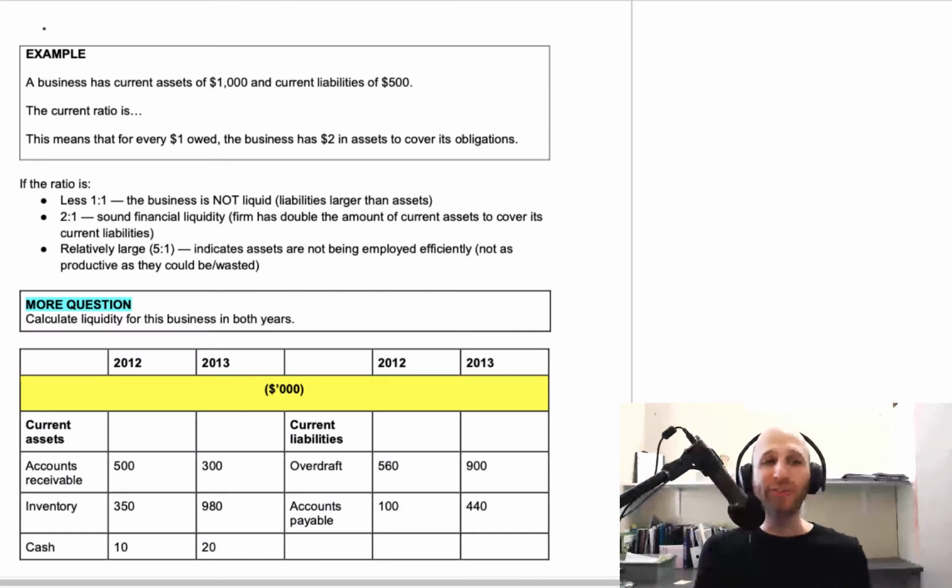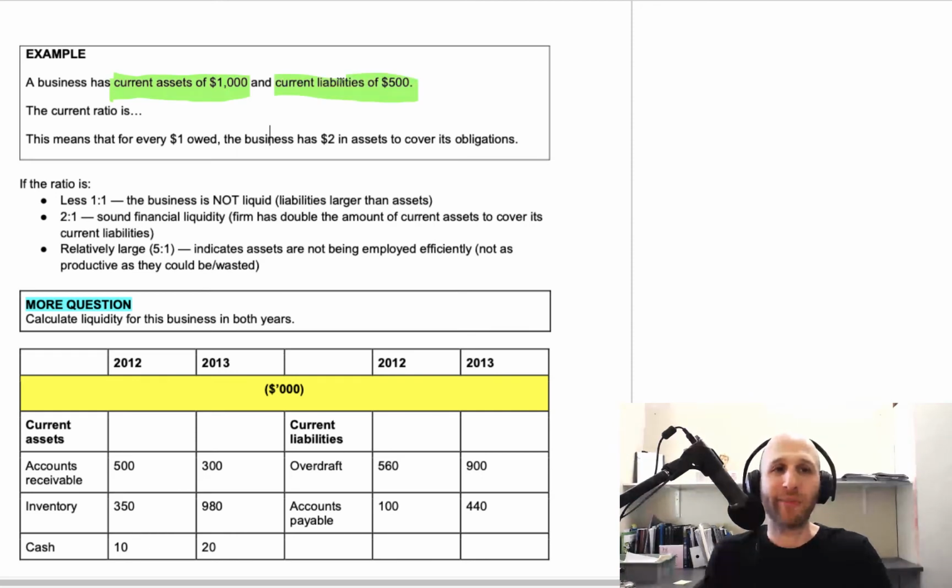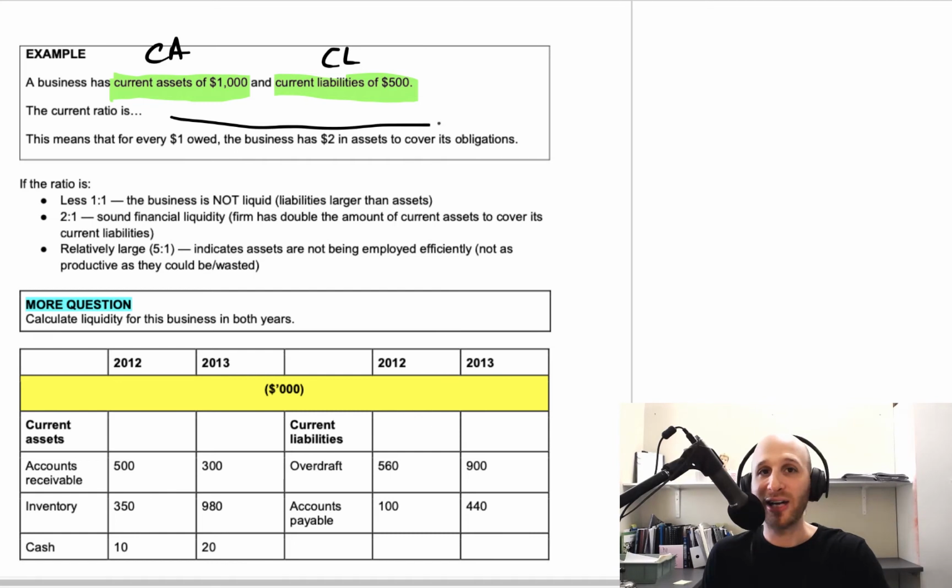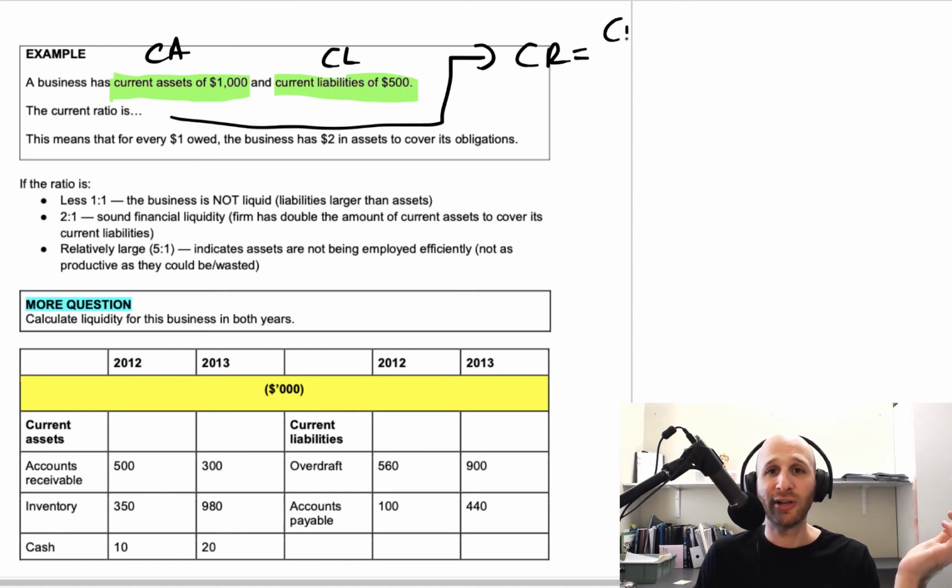So that's the theory. Let's get into some sort of application of this knowledge. So let's have a look at this example here. Let's say that a business has current assets of 1,000 and current liabilities of 500. So that's current assets, that's current liabilities. So the current ratio, and I would write it each time until you are super familiar with it, I'd say the current ratio equals the current assets over the current liabilities. In this case it would be 1,000 on 500, which equals 2.